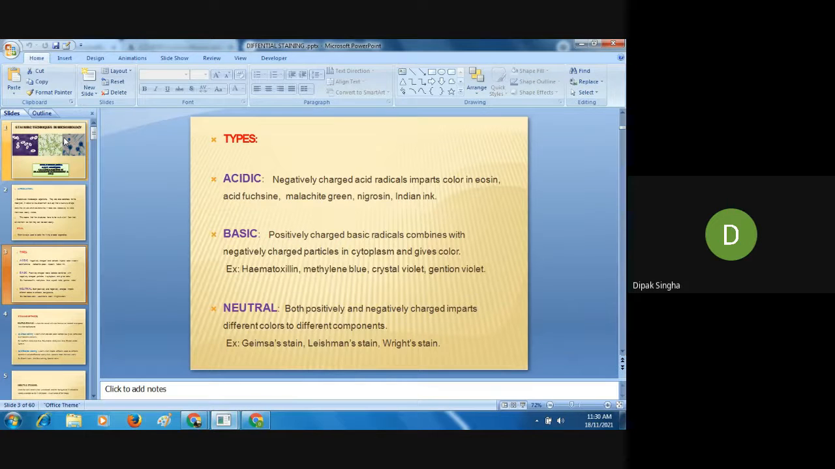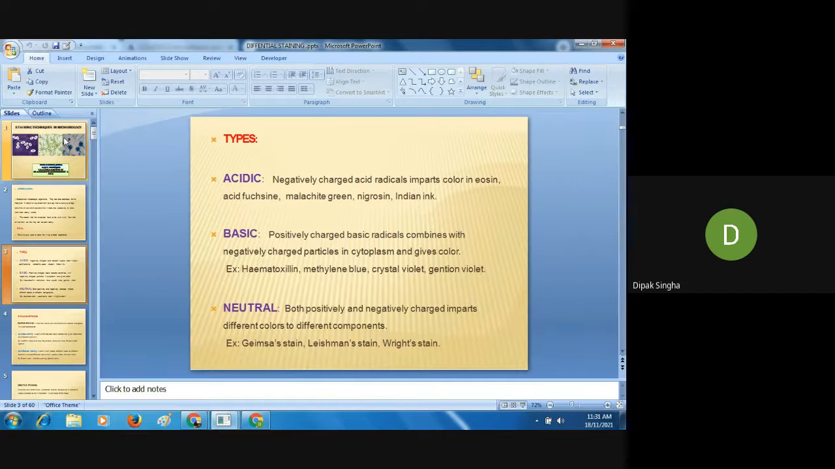What is the basic dye and the acidic dye? Which dye is the basic dye? In the case of a basic stain, the positively charged basic radicals combine with the negatively charged particles in the cytoplasm and give a color, like hematoxylin, methylene blue, crystal violet. That means crystal violet is a basic dye, and gentian violet is also a basic dye.